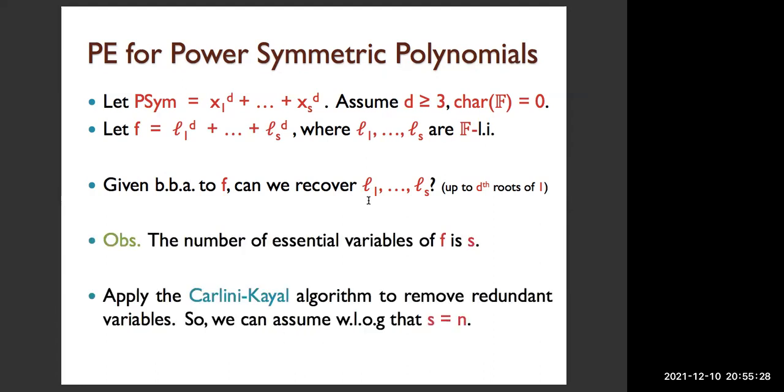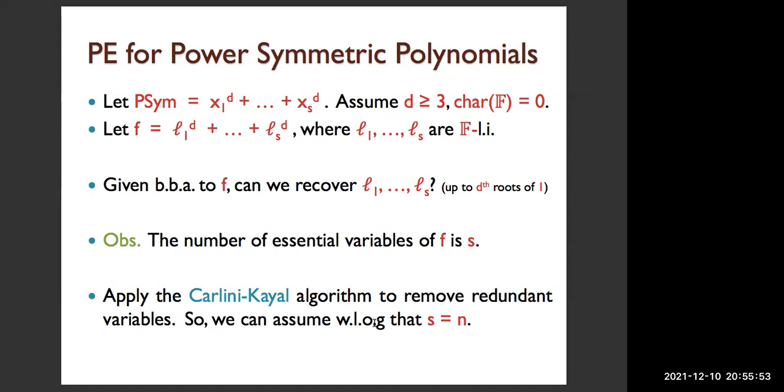Yes, so the pre-processing is: you first notice that the number of essential variables of F is exactly s. That's because F is in the orbit of the power symmetric polynomial, so it is obtained by applying an invertible map, and invertible maps don't change the number of essential variables. The number of essential variables of the power symmetric polynomial is exactly s. So this is also s.